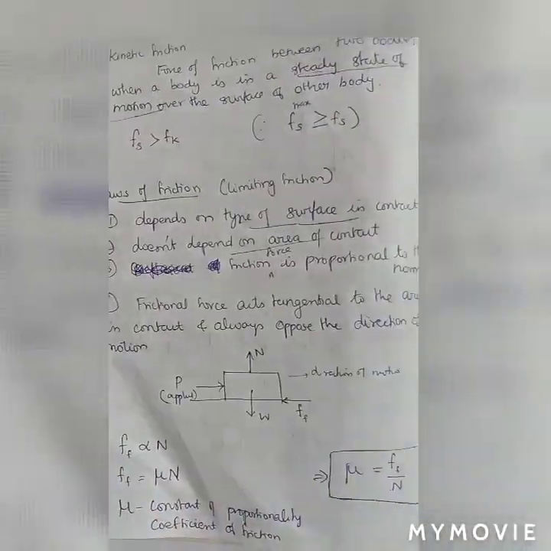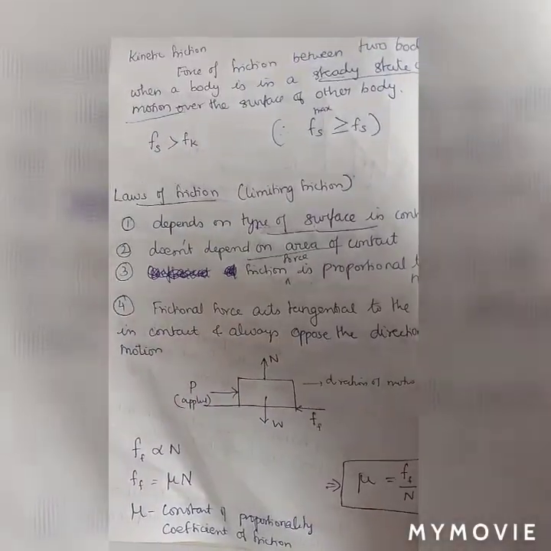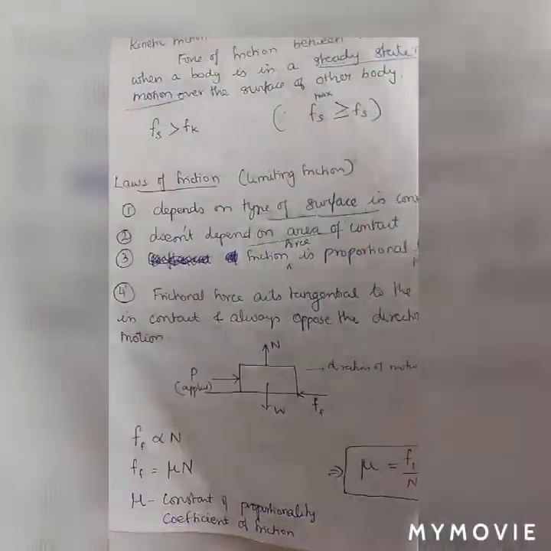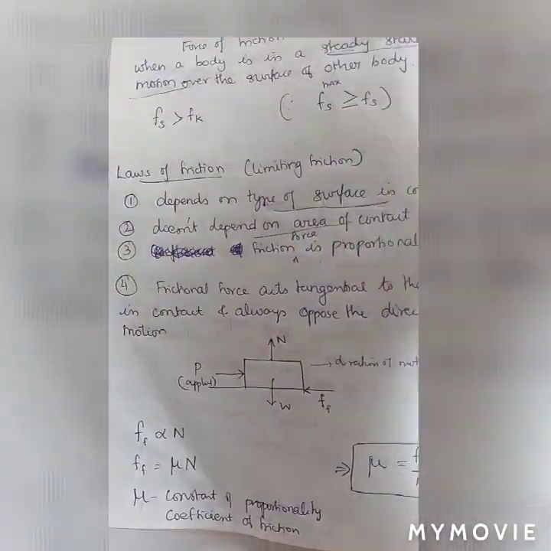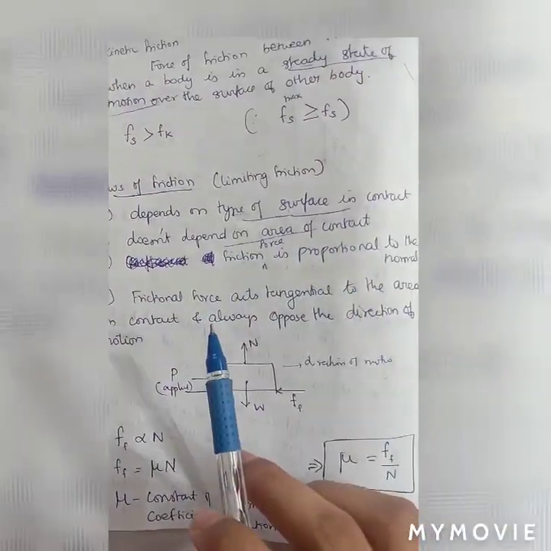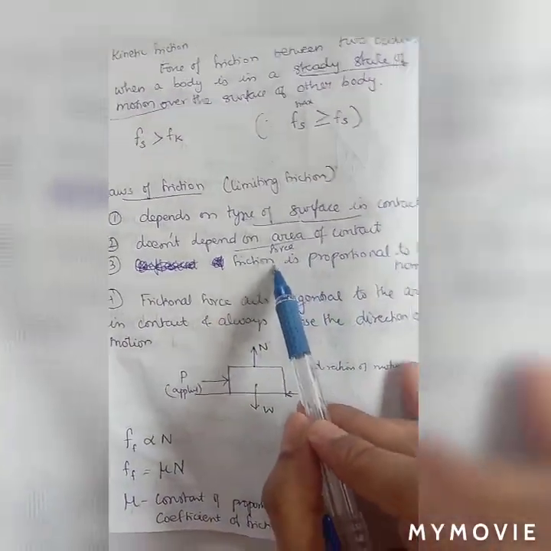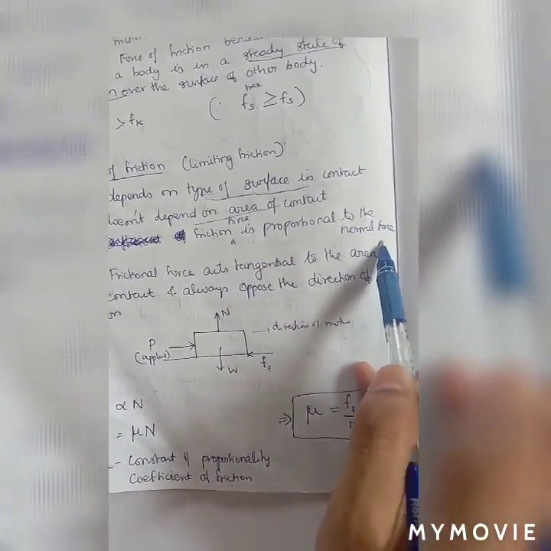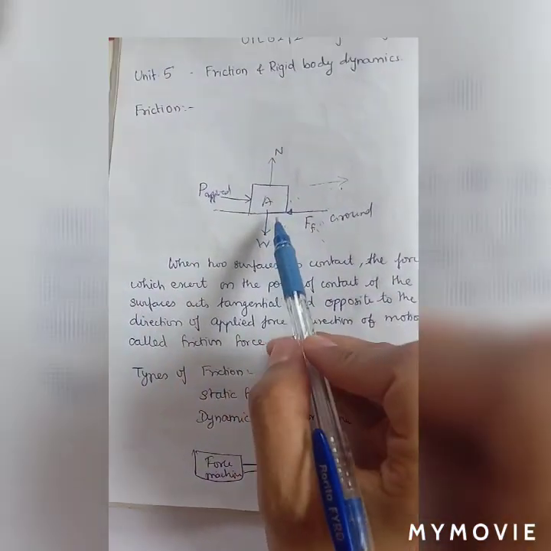If you are dealing with two bodies, one placed over the other, the friction developed between the two bodies should depend on the material of the bodies, right? And then the frictional force is proportional to the normal force, where the normal force comes from your body weight.